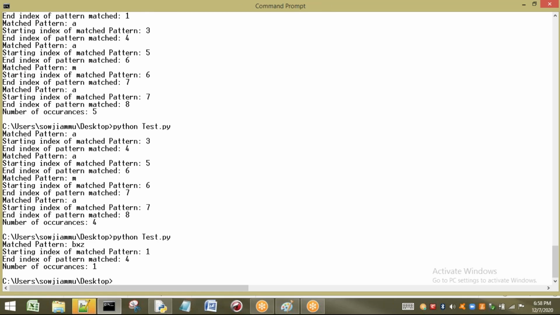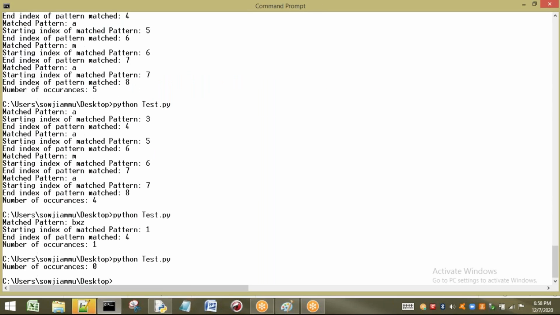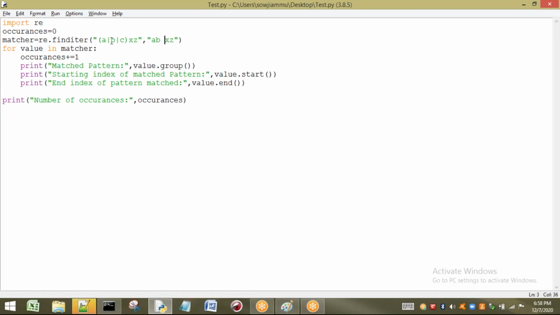Here it is telling one occurrence, because BXZ is there. Now I will keep some space after AB. Now observe the output: zero occurrences. The reason is I want either A or B or C, and compulsorily after that XZ should be there. A is there, B is there, and after B, XZ is there, but in between there is a space. So B should be followed by XZ, or A should be followed by XZ, or C should be followed by XZ.